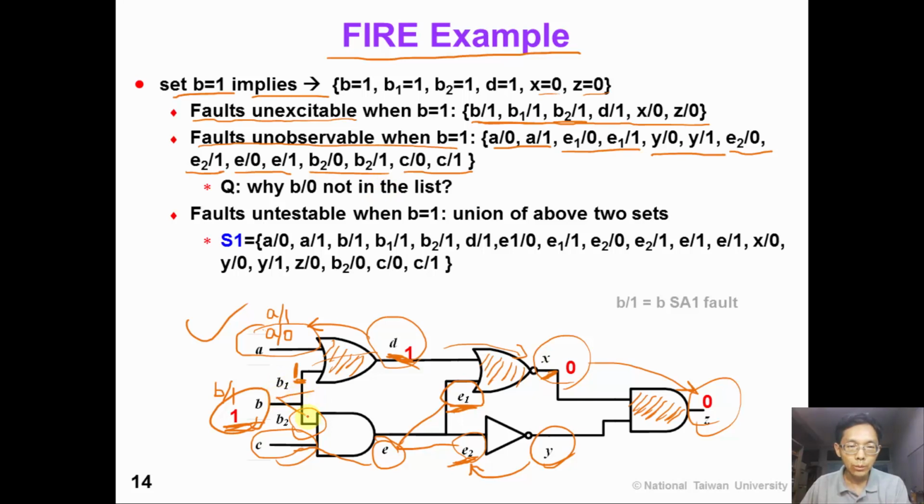Now we have a fan-out branch. So is the fault B stuck-at-0 unobservable? The answer is no, because B1 is observable. So we cannot make any conclusion about the fault on the fan-out stem. The reason is that it has two branches, and one of them is observable. So in conclusion, we now have the union of the above two sets, S1, which represents the set of faults untestable when B is equal to 1.